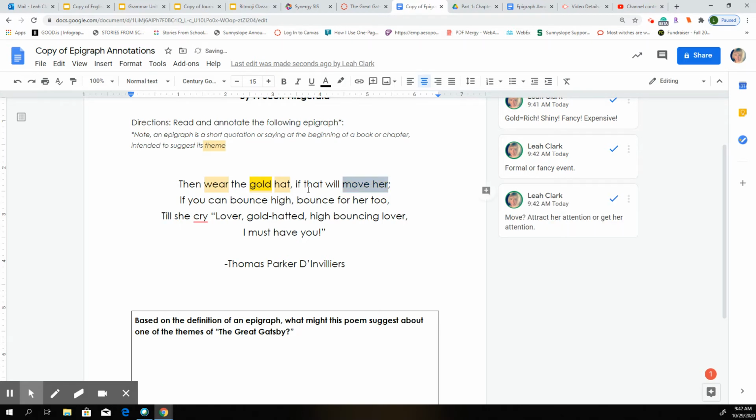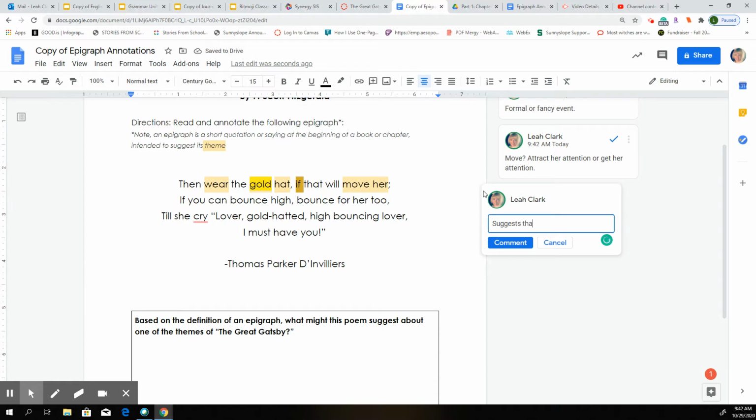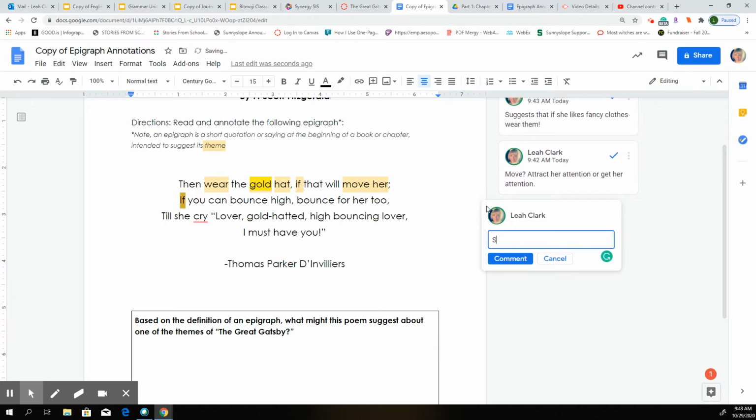Right? And we have that word "if," right? So that sort of suggests that if she likes fancy clothes, wear them. Okay. If you can bounce high, bounce for her too. Again, sort of suggests to do what it takes to get the girl.